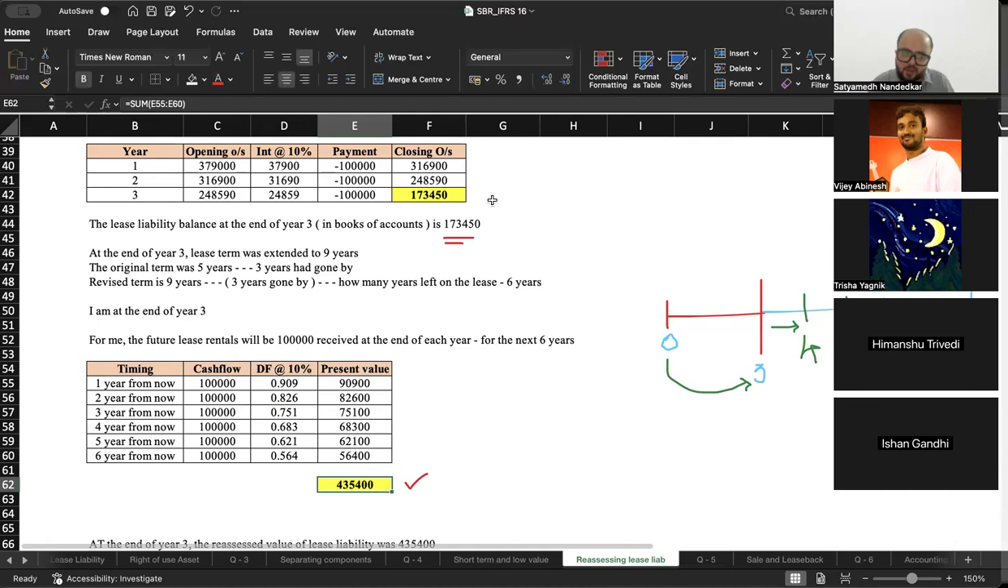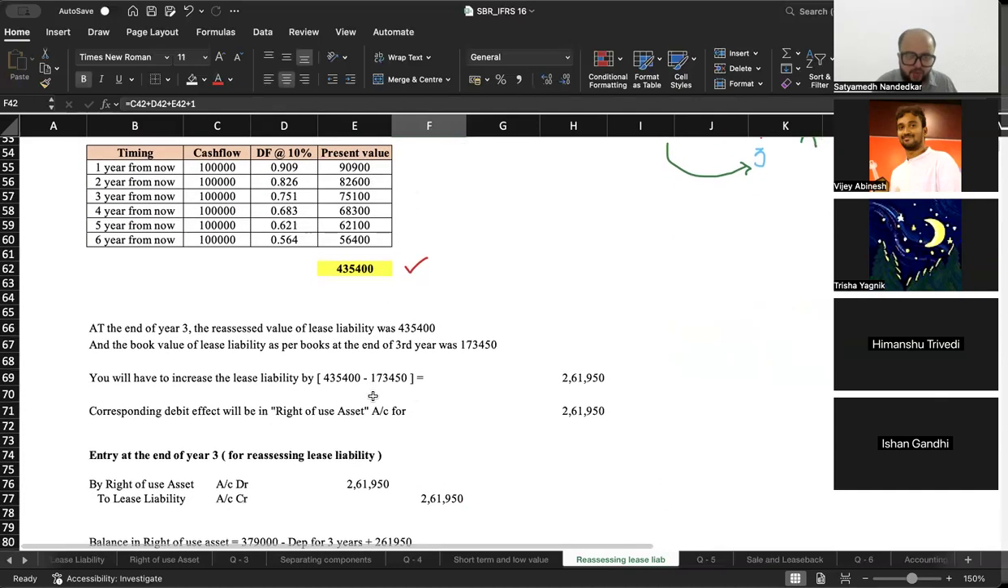Now you had assessed your lease liability. आपका जो calculation था, it was 173,450, but now the present value has changed. Now it is 435,400. At the end of year three, the reassessed lease liability is 435,400, and the book value of lease liability as at the end of the year three is 173,450. So book value है 173,450. Reassessed amount after the modification of lease term is 435,400. Whatever is the increase in lease liability, you calculate that.